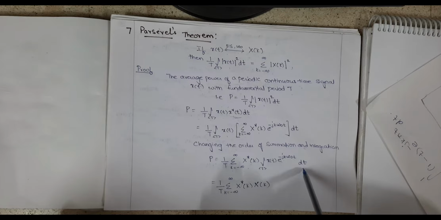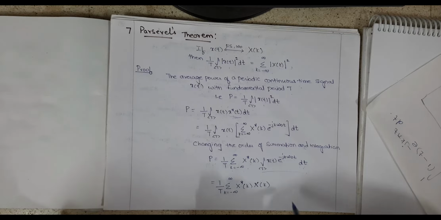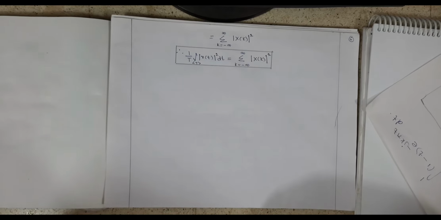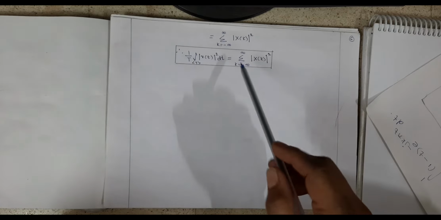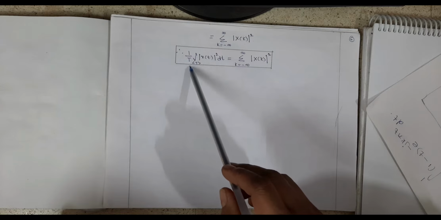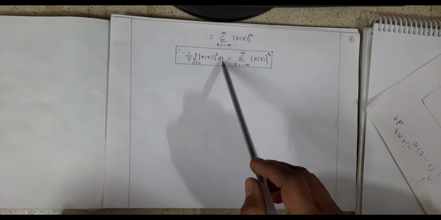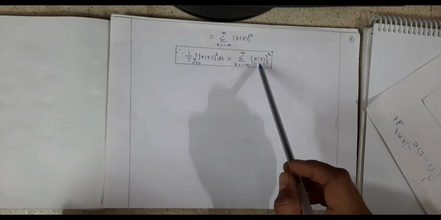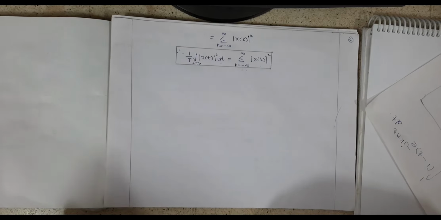But this expression is nothing but x of k, as we have seen in the formula. The remaining part is the complex conjugate of x of k. So here we get sigma k equal to minus infinity to plus infinity x of k into the complex conjugate of x of k, which is sigma k equal to minus infinity to plus infinity mod x of k whole square. Therefore 1 by T integral mod x of t whole square dt is nothing but sigma k equal to minus infinity to plus infinity mod x of k whole square.